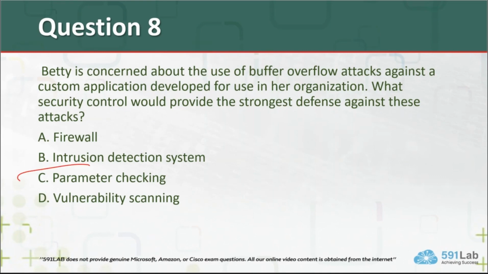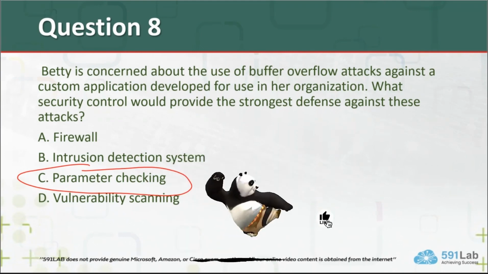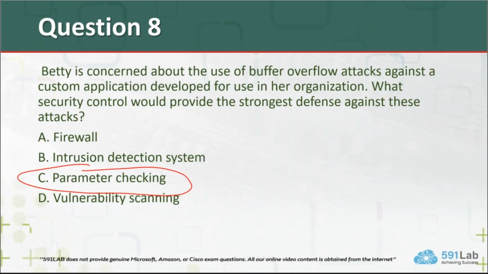So the answer for this one is actually C, parameter checking or input validation. This is used with applications to ensure that the input provided by the user to the application matches what was expected from the user. So the developers use parameter checking to make sure that the input does not exceed the expected length, preventing buffer overflow attacks. So input validation and parameter checking are used to prevent these types of attacks.